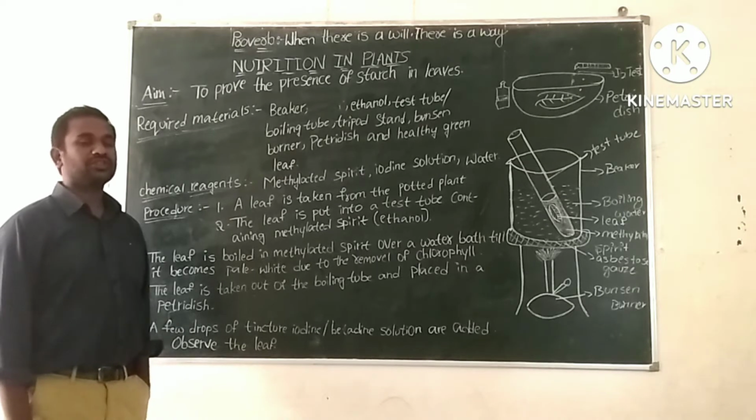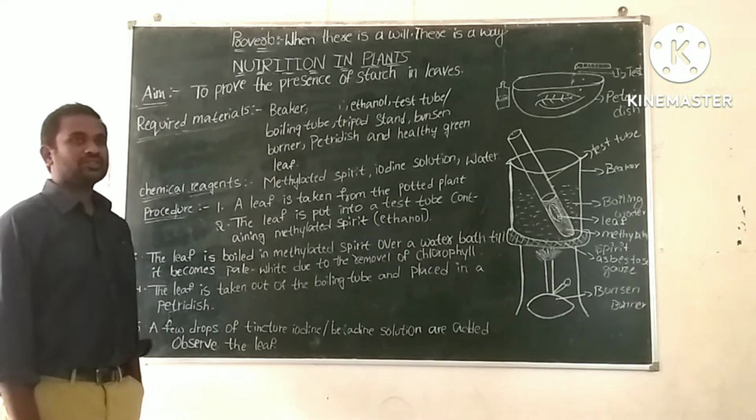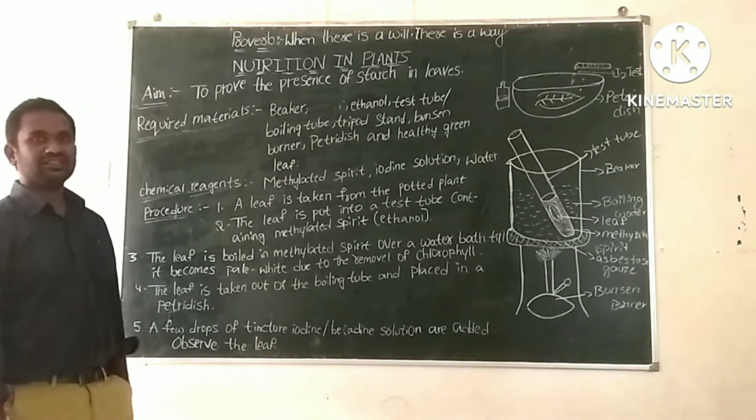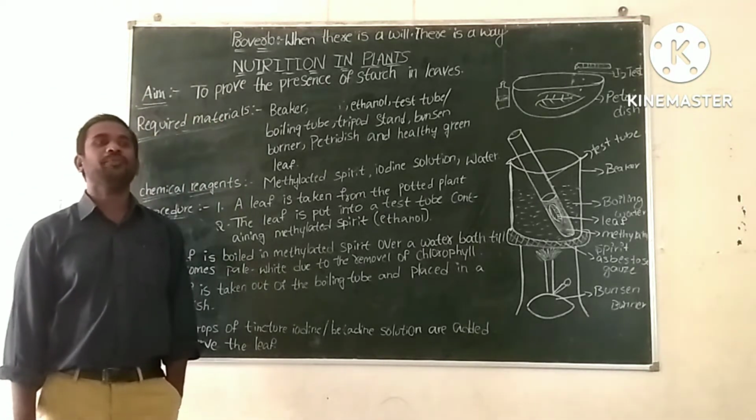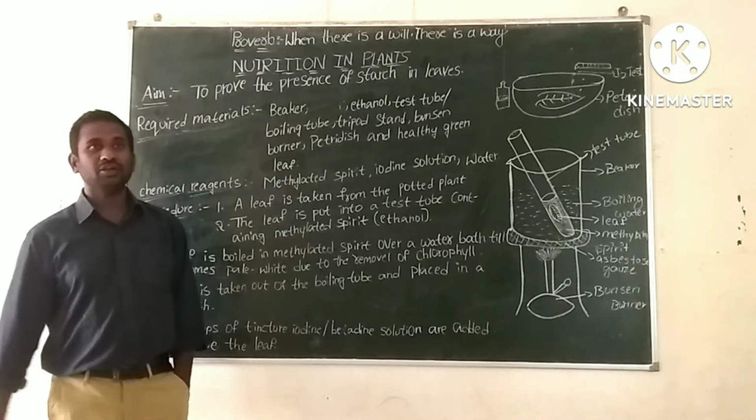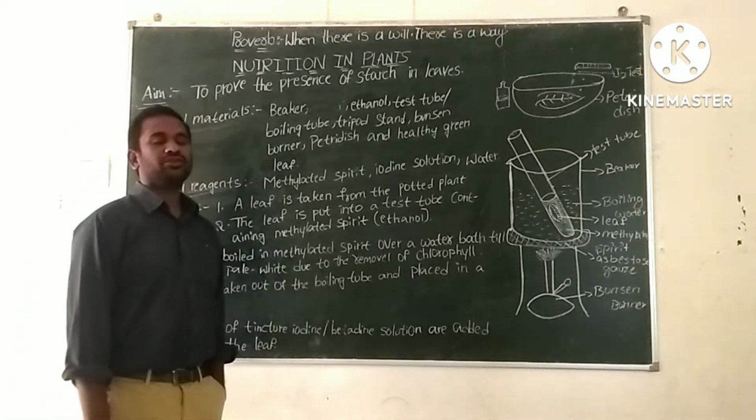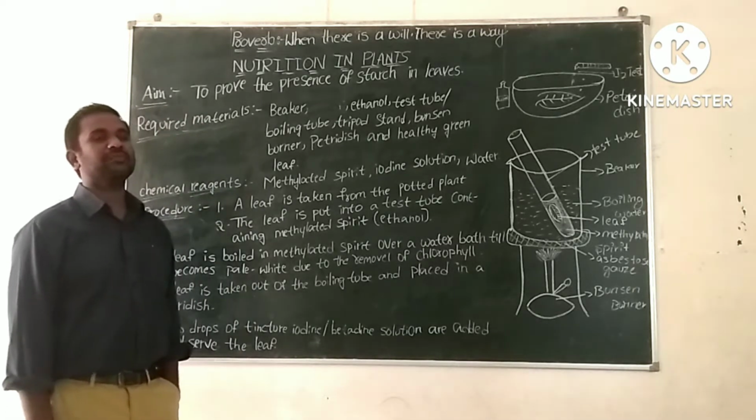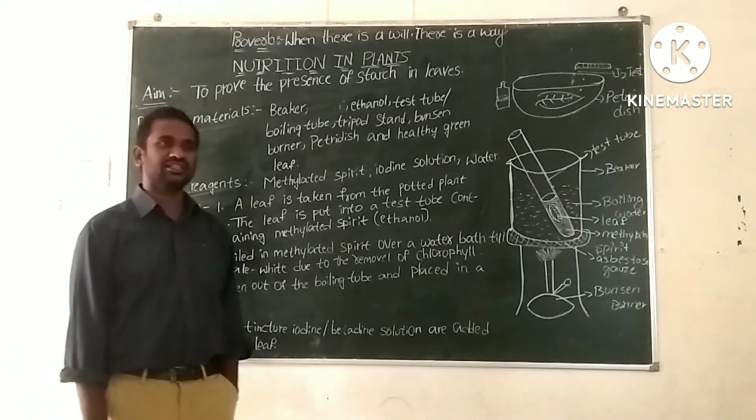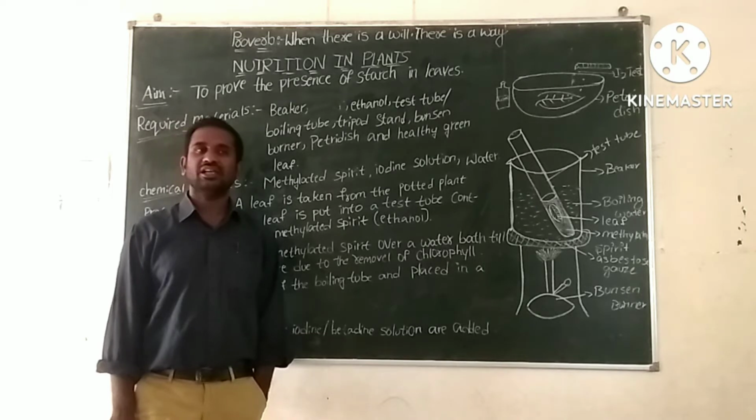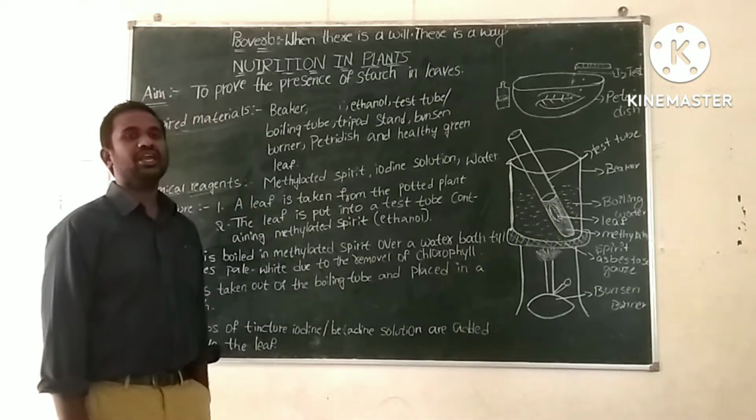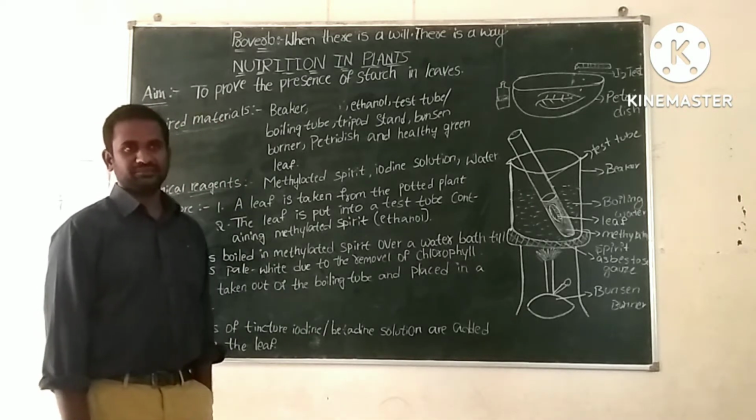First lesson, nutrition in plants. So the plants can synthesize food in the manner of autotrophic nutrition. It means in the process of photosynthesis, they can synthesize their own food. That type of nutrition is known as autotrophic nutrition.